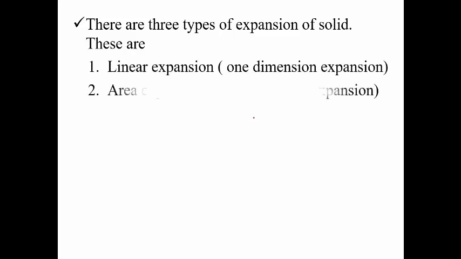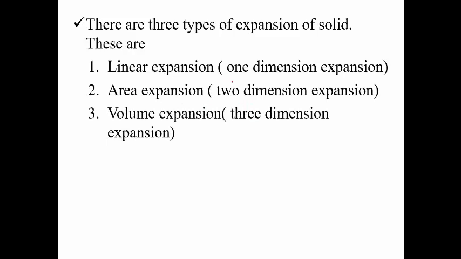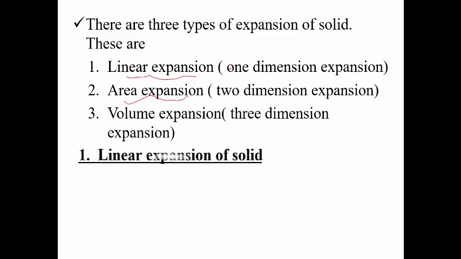And there are three types of expansion of solid. These are, the first one is linear expansion, the second one is areal, the third one is volume. Therefore, in this section we will see about the linear and the areal expansion. Let us start with linear expansion.